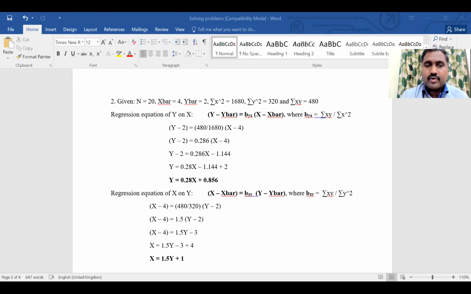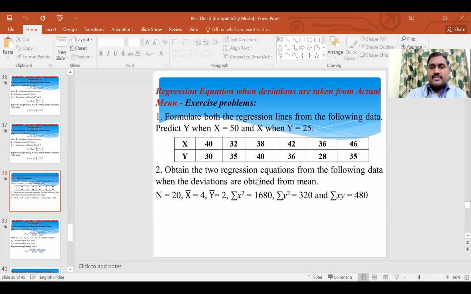Everyone has copied the second problem. So let's stop sharing this Word document and move on to the PPT. Okay, thank you, Christy. I'll stop sharing this Word document now, and I'm going to move on to the PowerPoint now. So these are the two problems we worked out, right?